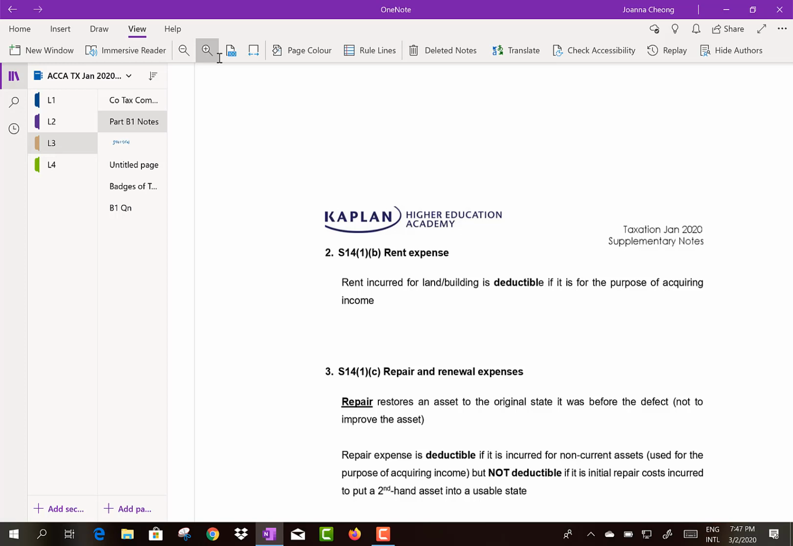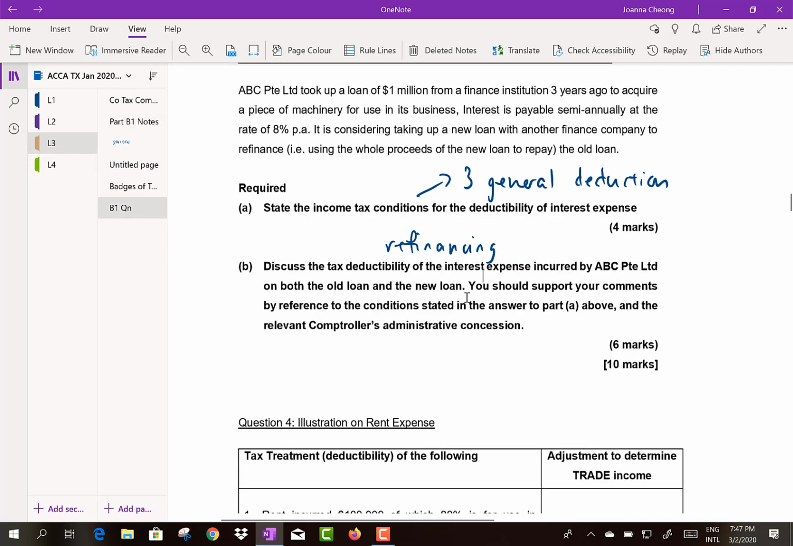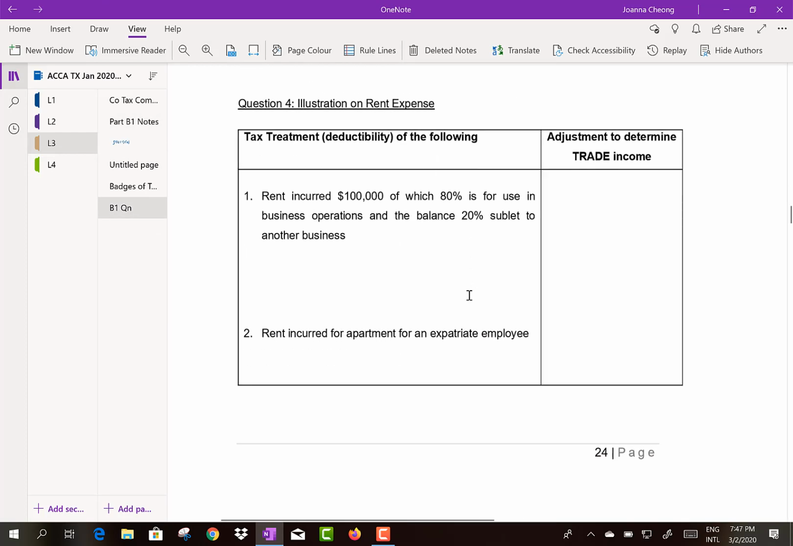Okay? Alright, so let us look at the question. We have a question on that. Come. On page 24. Rent incurred 100,000. Okay, look at the number 2. Number 2 is easier. We will look at number 1 later on. Rent incurred for apartment for an expatriate employee. Is it deductible? Yes, it's deductible against a trade income. So therefore, no adjustment. No adjustment.